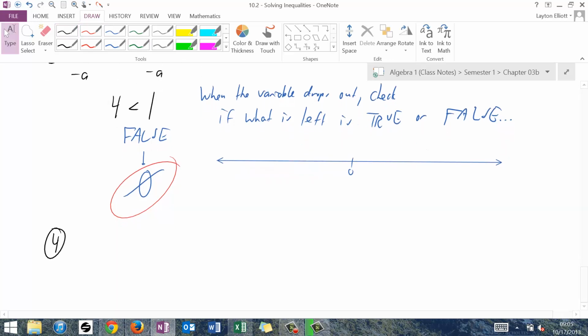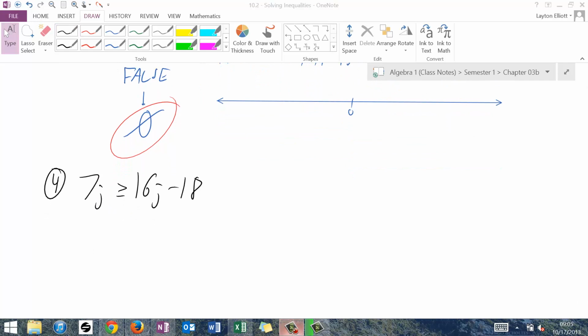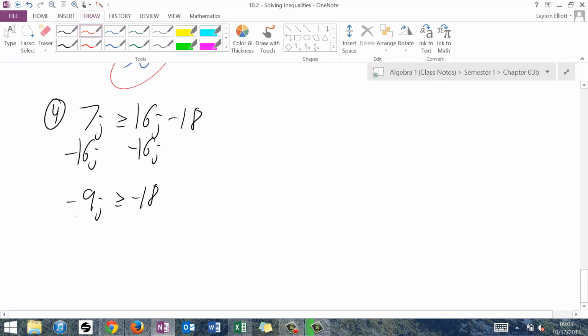Number 4, 7j is greater than or equal to 16j minus 18. So I still want to get the variables by themselves. So I'm going to subtract 16j from both sides. And I get negative 9j is greater than or equal to negative 18. Then I'm going to divide both sides by a negative 9 to get j and 2. But because I divided by a negative, I need to switch this sign to become a greater than or equal to, or sorry, less than or equal to.